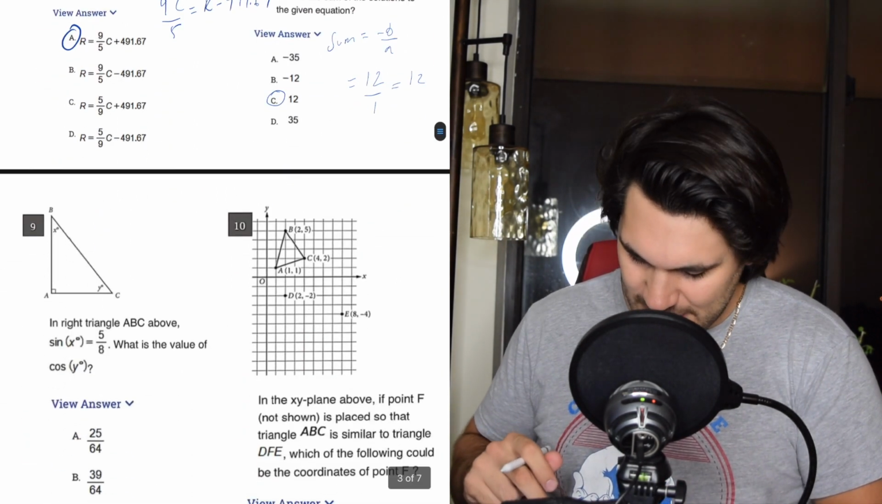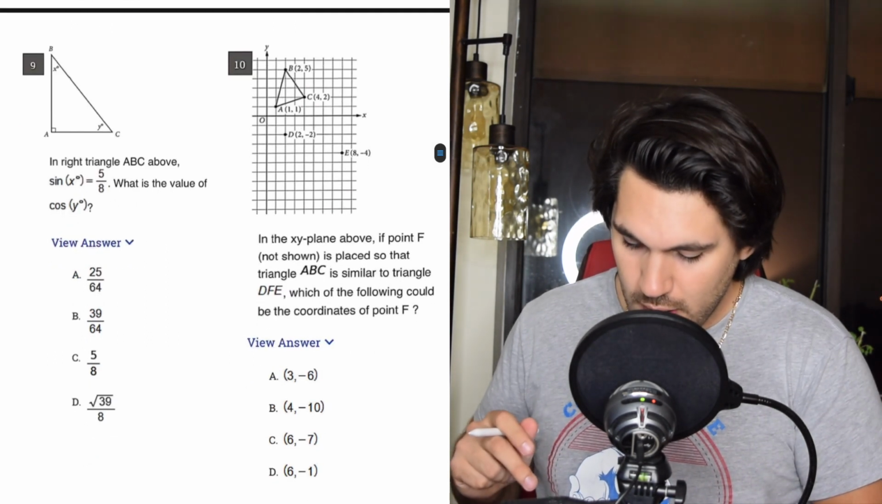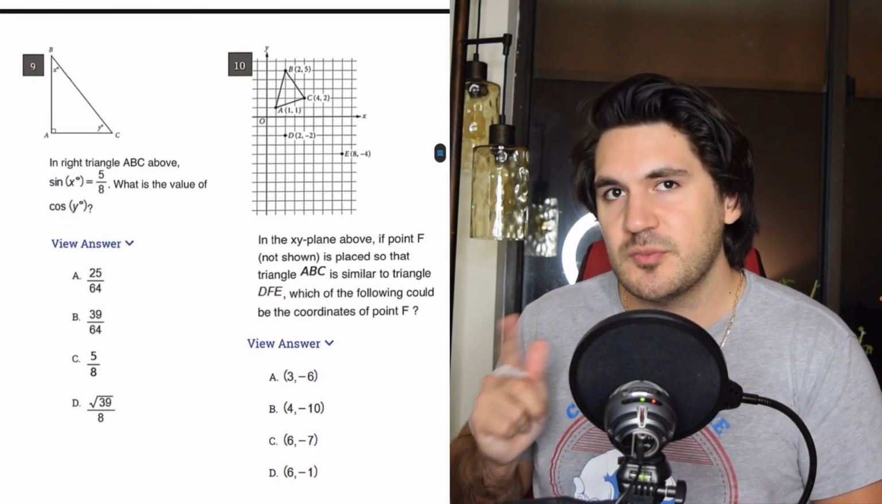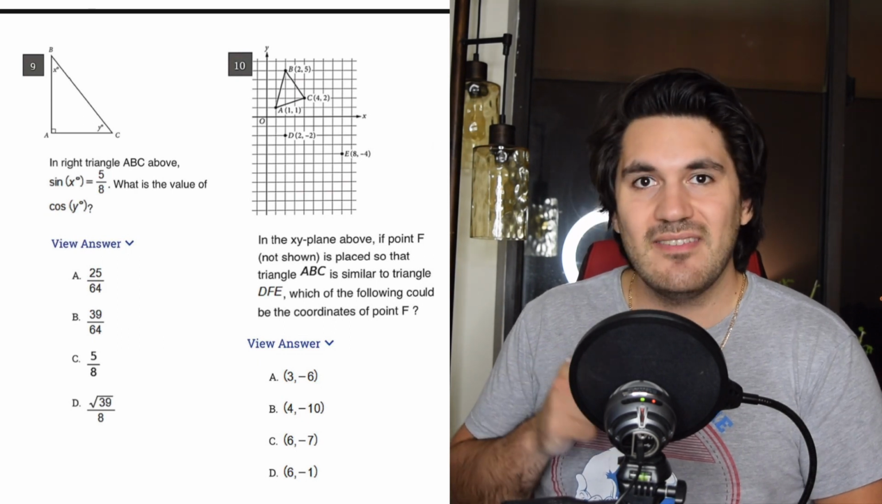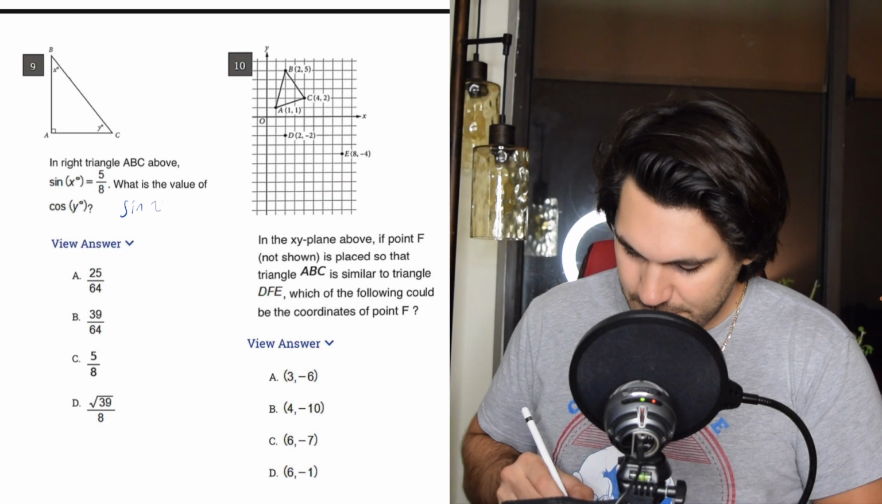Number 9. Sine of x equals 5 over 8. What is the value of cosine of y? Well, we have a rule. When x plus y equals 90, sine of x is equal to cosine of y.